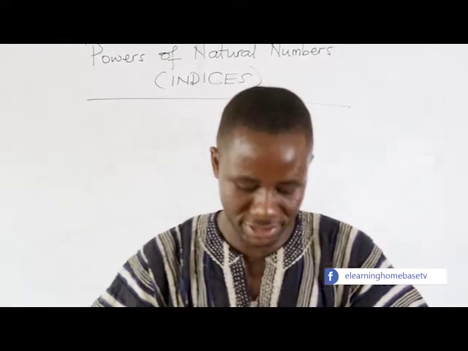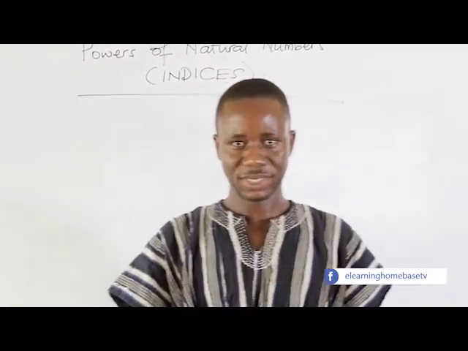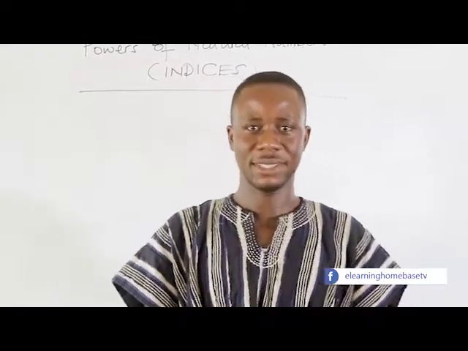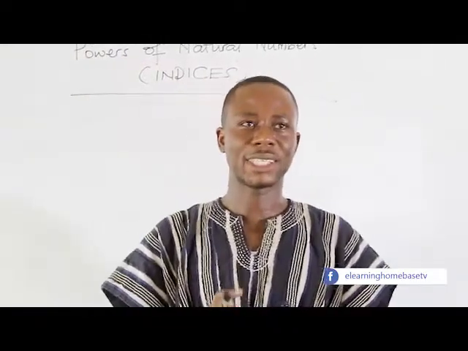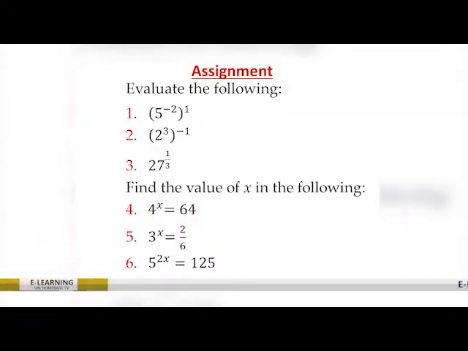Now at this point, I'll leave you with an assignment. So quickly get your phone and take a snapshot of the questions as they appear on the screen. I'm going to leave you with 6 questions. The first 3 has its instruction and the other 3 also has instruction. So the first part, 1 to 3, you have to evaluate the following.